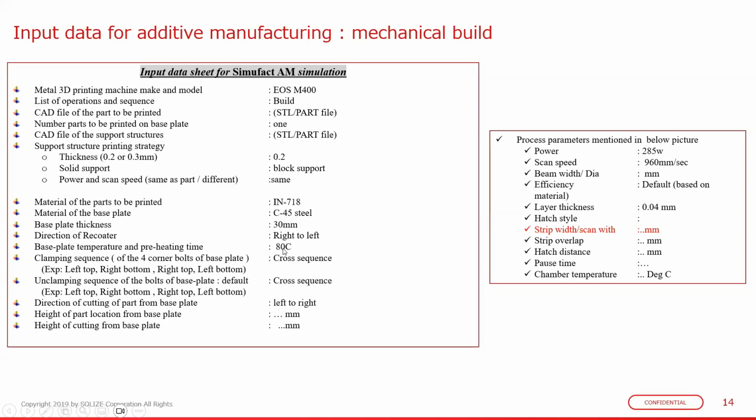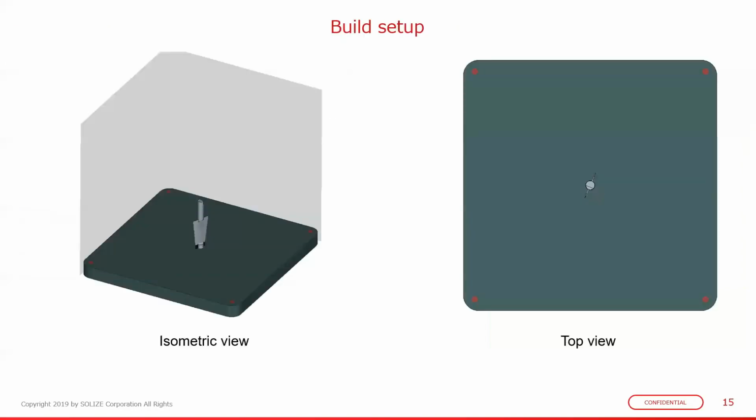Sometimes the base plate is preheated to a certain temperature, because otherwise separation of the part becomes difficult. Because of that they do this preheating of the base plate, so that is also taken into consideration. Then come the laser parameters: what is the power of your laser, scan speed of your laser, layer thickness, then hatch style. Different hatch styles are there in the machine, and that kind of effect can also be taken. Hatching space, hatching strategy. Then this shows the part which is built on the base plate.